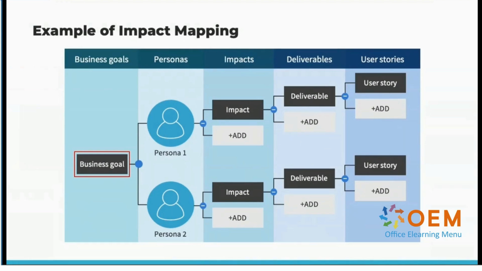You should also consider the priority of items at each column. For instance, certain impacts may be more dominant to a persona than others, and the deliverables associated to each impact can also be prioritized according to their importance and how quickly they should be done to address the impact.